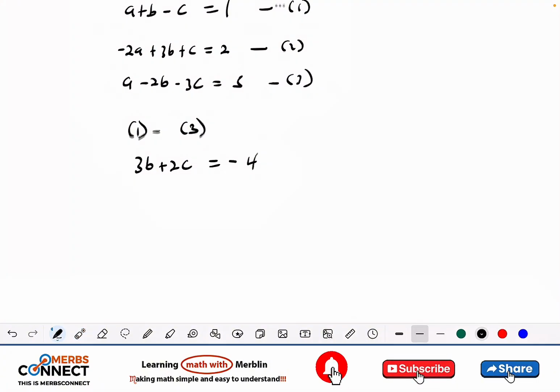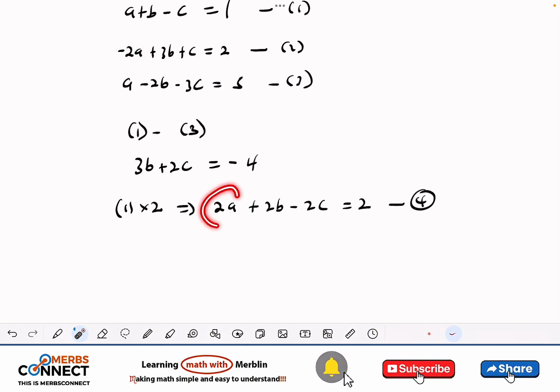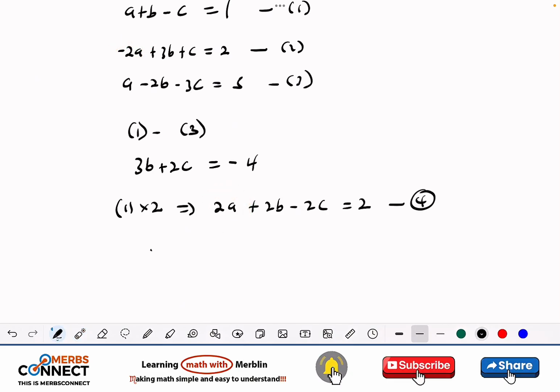So I'm going to multiply equation 1 by 2, which is going to give us 2a plus 2b minus 2c is equal to 2, right? Let me call this one equation 4. Then since this is minus and this is positive, I'm going to add. So equation 2 plus equation 4.